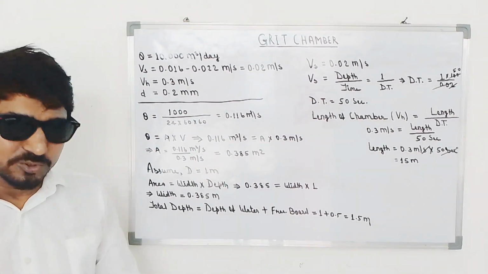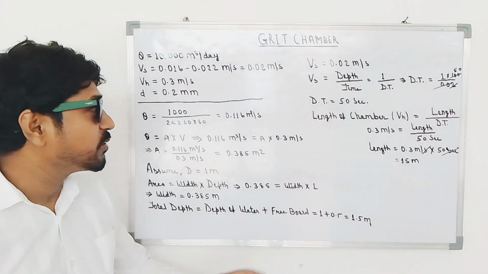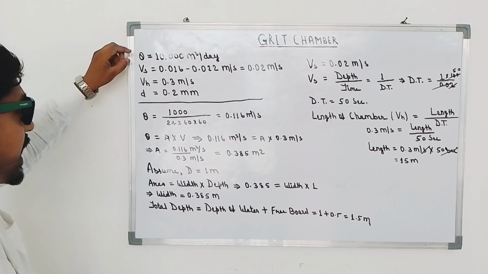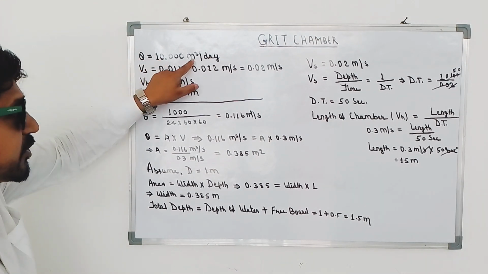Good morning. I am Brajesh Gopalan and today I am going to discuss the grid chamber and how to calculate the dimensions of this chamber. Suppose the capacity of the plant is 10,000 cubic meter per day.